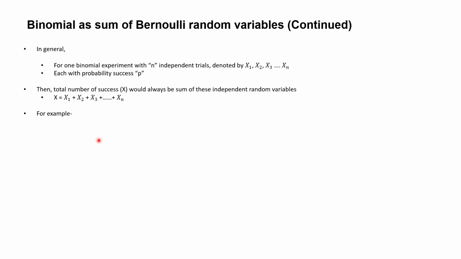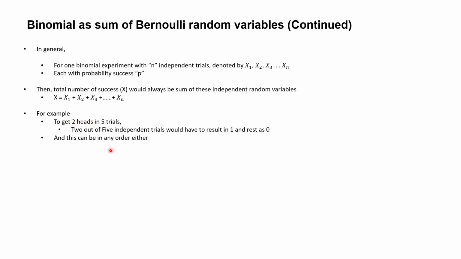For example, to get two heads in 5 trials, 2 out of 5 independent trials would have to result in 1 and the rest as 0, so that overall you get x equal to 2, right? 2 successes. Now this can be in any order actually. You can get the first two chances as heads and then the rest 3 as 0, or you can get x2, x3 as heads while x1, x4 and x5 as 0, and so on. So there could be multiple combinations. So out of these five, any two can be heads, right?